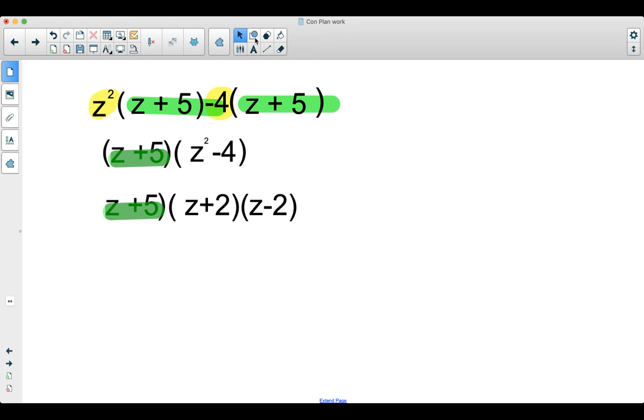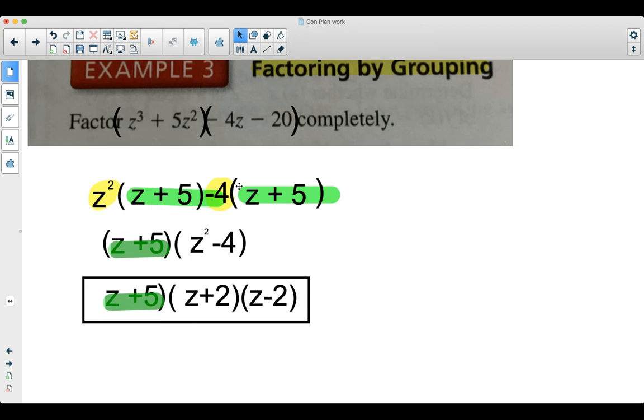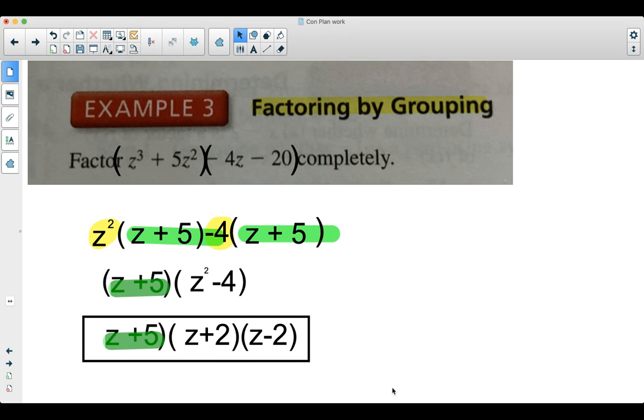So this entire thing right here would be my answer in factored form, because I can't take any of these things lower. Okay, that's example 3.